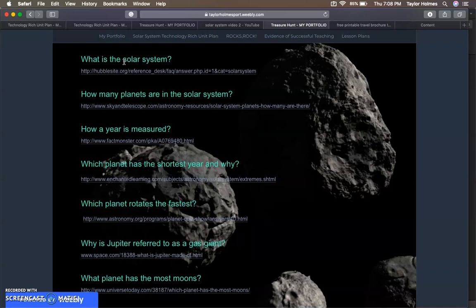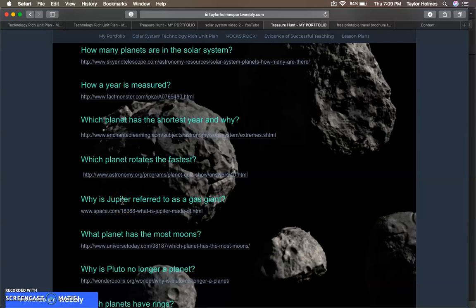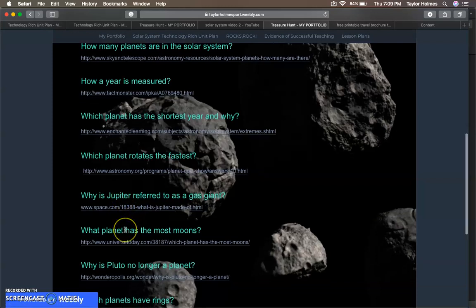These are websites that we know are going to give them the answer, and nothing else will pop up for them. The questions they'll be answering are: what is the solar system? How many planets are in the solar system? How is a year measured? Which planet has the shortest year and why? Which planet rotates the fastest? Why is Jupiter referred to as a gas giant?